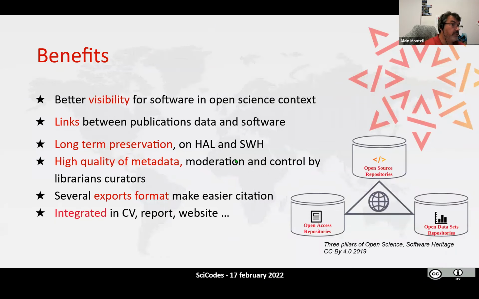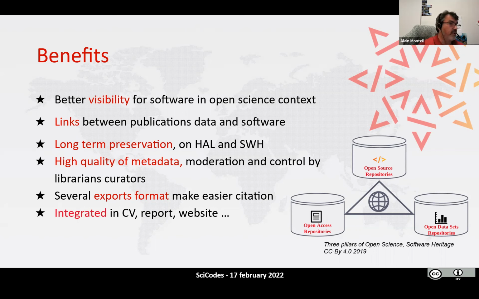For my conclusion, some benefits of this process: you have a better visibility for your software, especially in the open science context, because you can link to publications, you can link to data in open publication, of course, and open data with your software. There are some fields dedicated to that in HAL. So the links are very easy to do.